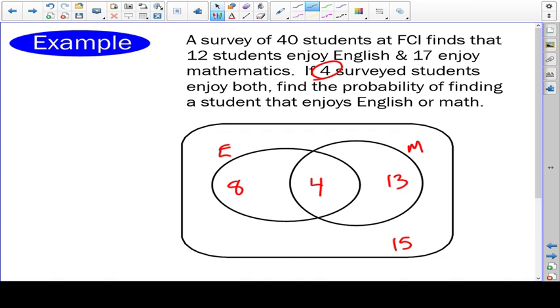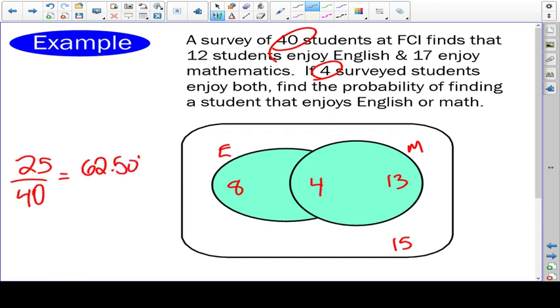Now it says find the probability of finding a student that enjoys English or math. Now English or math is anything that's in the English or math circles. So really, if we want to talk about English or math, we're really talking about the 8, the 4, and the 13, which combines to give us 25. 25 out of 40. So it's going to be 25 out of 40, which would be 62.50% if we want to write it as a percent.